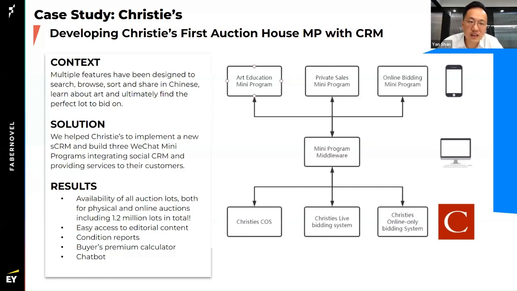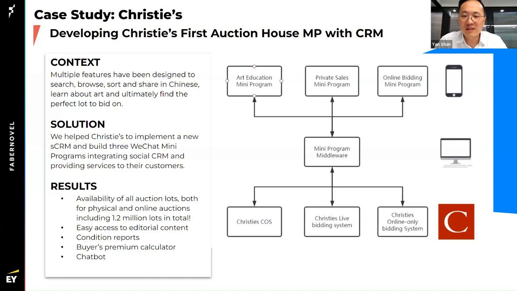A second case is with Christie's. We started in 2019. We helped Christie's build their first auction house mini program, and this project is still ongoing. From 2019, we built the MVP version of the mini program. Then every year is a retainer. We do constant upgrades and improvements on pages, on design, and on API connections, adding new functions, improving existing functions, and also improving the data side as well.